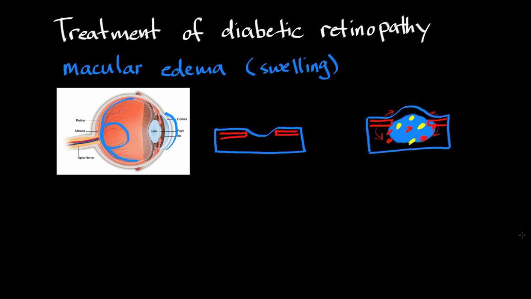Now let's move on to what your doctor can do to treat that diabetic macular edema. So one option is medication. Now the most effective medication for diabetic macular edema, unfortunately, isn't a pill that you can take or even an eye drop that you can take, but rather it's medication that gets injected into the eye.